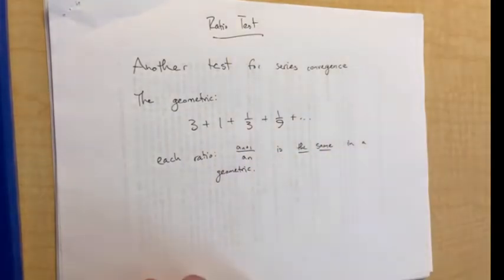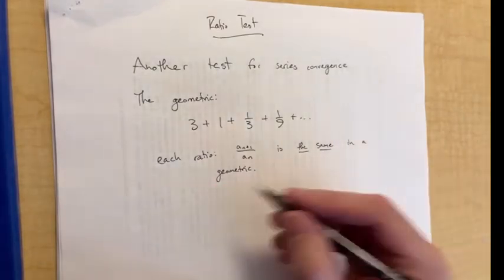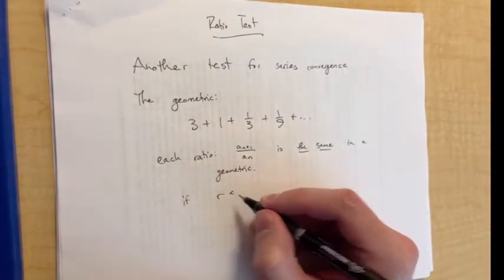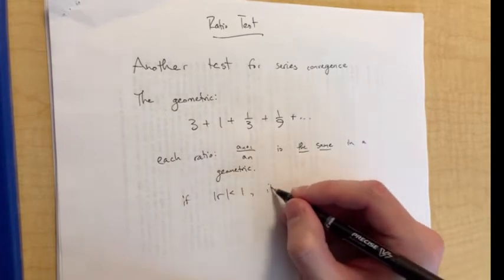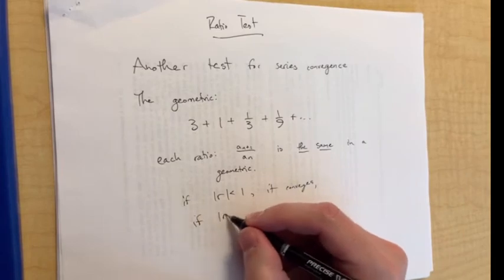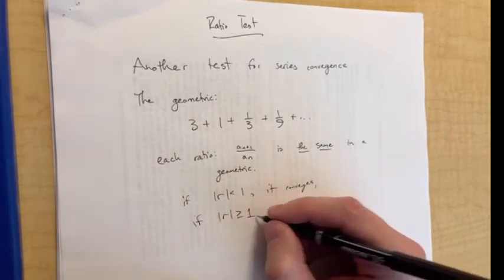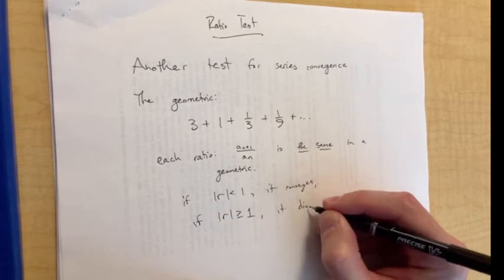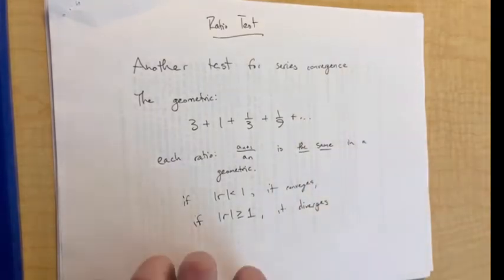And then remember, the way we tell if it converges or not is if that ratio is in absolute value less than 1, then it converges. And if that ratio is in absolute value greater than 1 or equal to 1, it diverges. So this is just refreshing our memory. If the absolute value of the ratio is less than 1, it converges. And if the absolute value of the ratio is greater or equal to 1, it diverges, right? This is all just review about the geometric series, okay? We know all of these things.